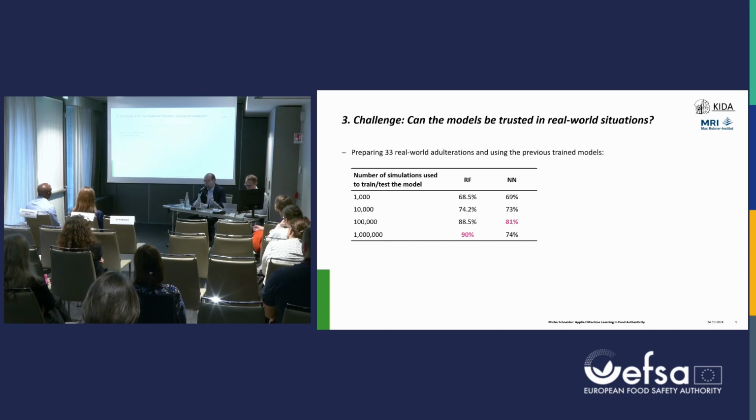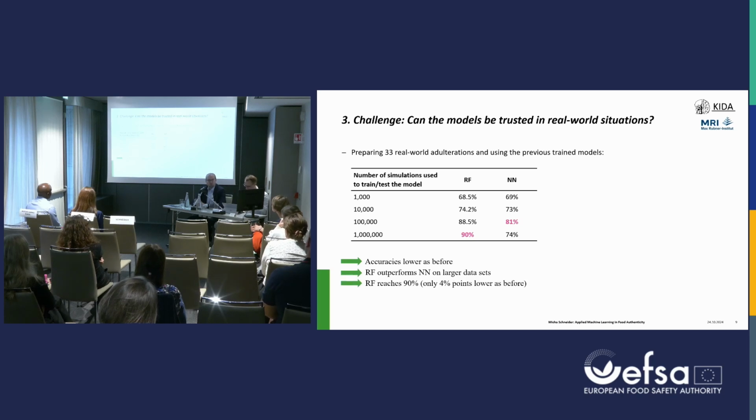What is, as we expected, is that the accuracies are now lower than before. That's a typical behavior. If you use real world data, then often the accuracy is lower. But what we also see is now a difference between the two models. The random forest in this case is quite a bit better than the neural network. And it reached even 90%, which is only 4% lower than before. So from our point of view, a very good result for the random forest, or an advantage of the random forest method.